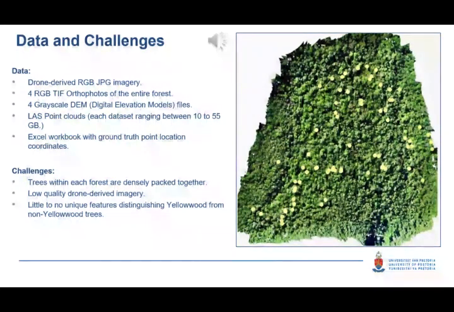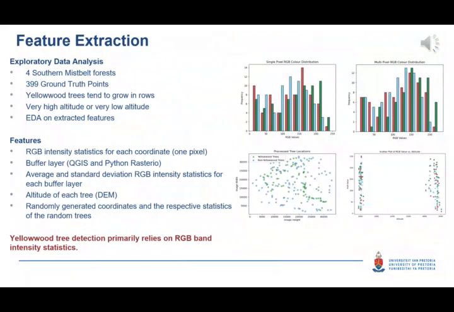Some of the challenges of our data is that the forest is quite dense. And once you zoom in, the quality deteriorates. So it's difficult to extract features to distinguish between yellowwood and non-yellowwood trees. As for feature extraction, as the data quality was not good enough to extract features for yellowwood trees, we decided to use statistics of each RGB band to see if color intensity of yellowwood trees distinctly differ from non-yellowwood trees.